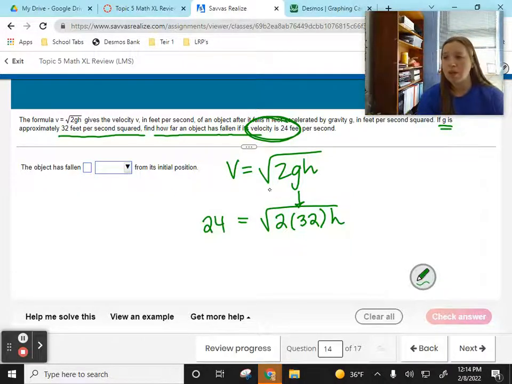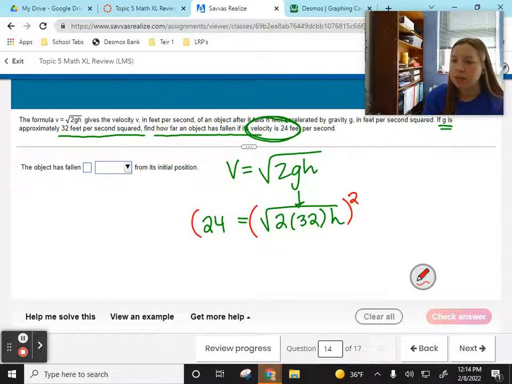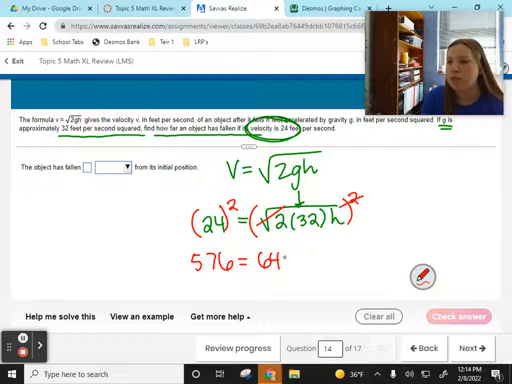So all we have to do is undo all of these operations to get h by itself. Right now I see that it's trapped underneath of a radical. So I got to get rid of my radical by squaring both sides. 24 squared is not something that I know, but I can find it out. 576. My radical and my square are going to go away. And I'm also going to multiply these together right now. 32 times 2 is 64. H. Divide both sides by 64.